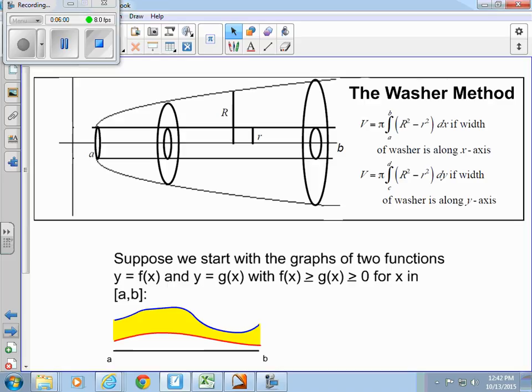So if we have a shape that has a hole in the middle, instead of using discs, we're going to use what are known as washers. Does anyone know what a washer is? Those of you who have built anything. Those little circles. Yep, it's a little circle with a hole in it.